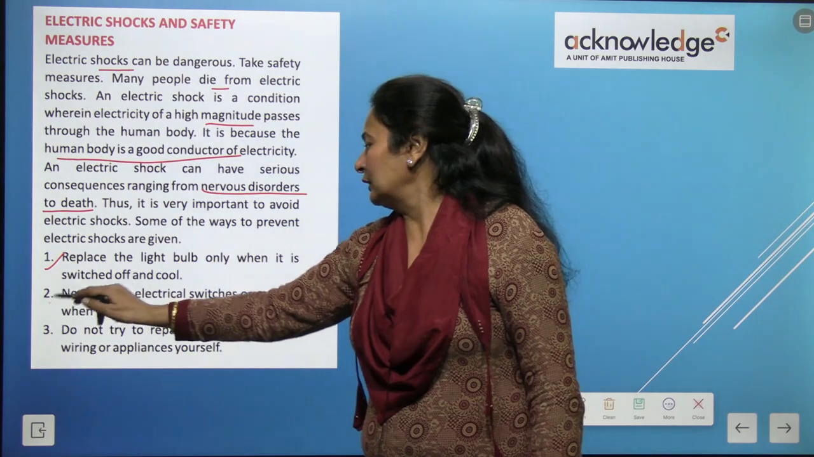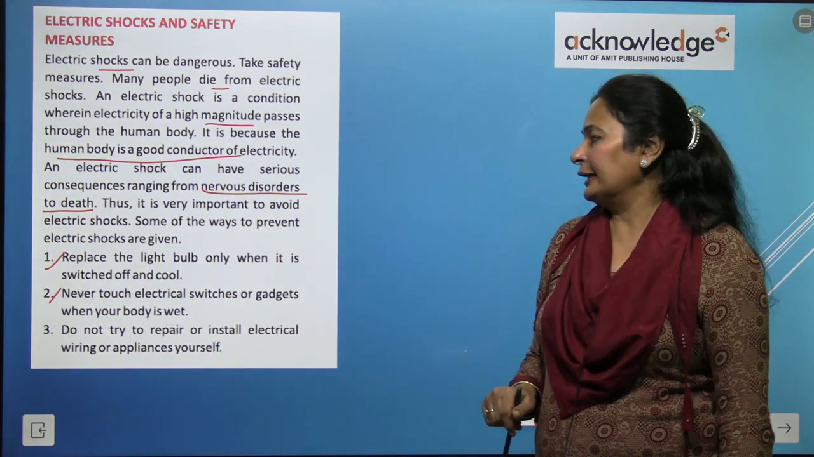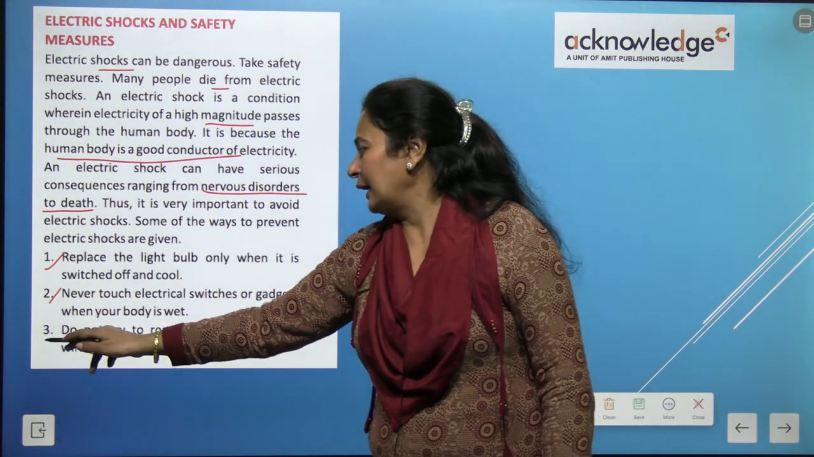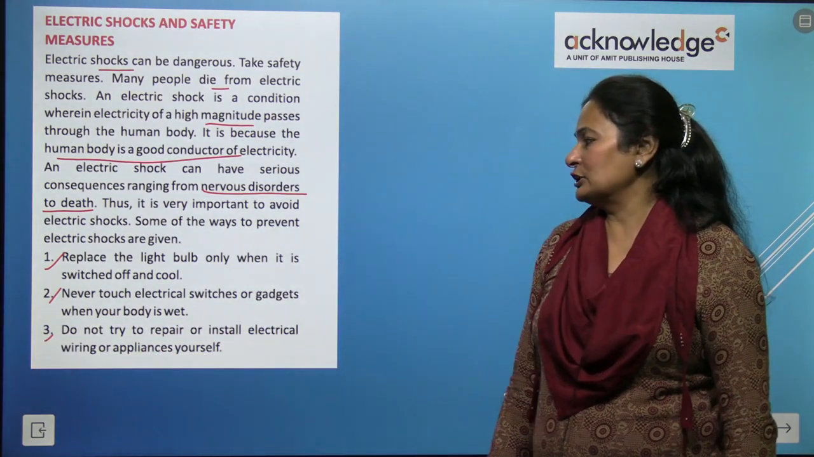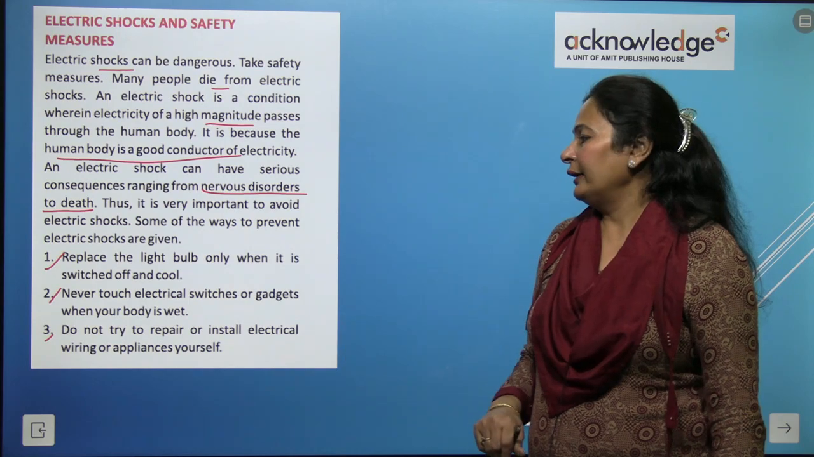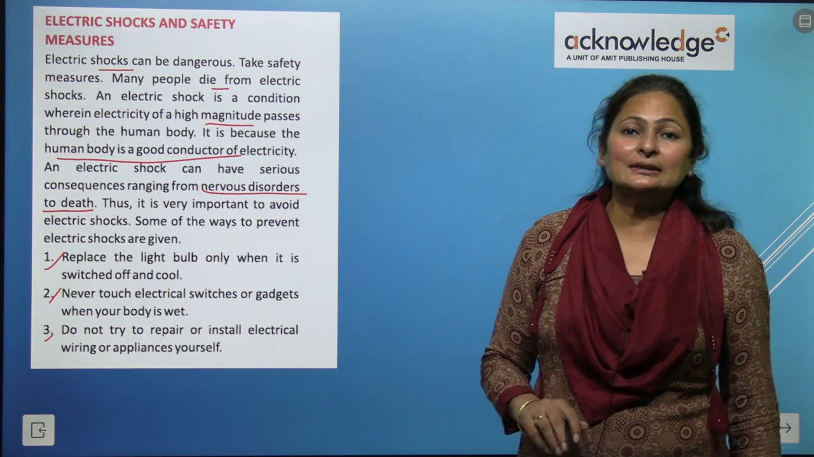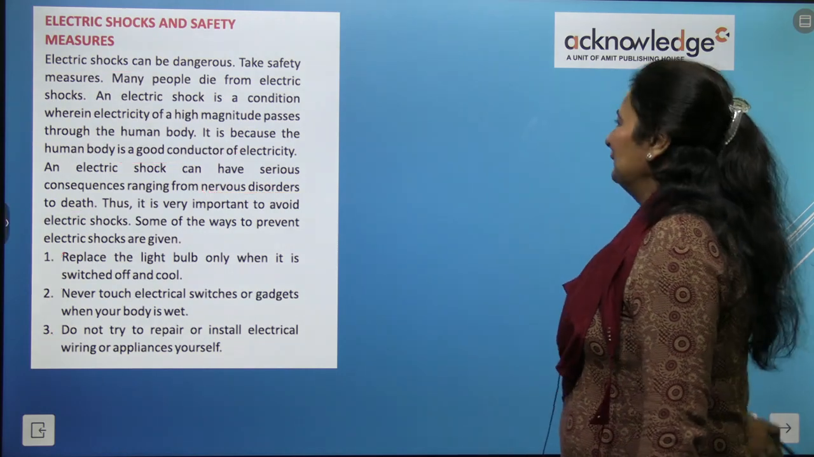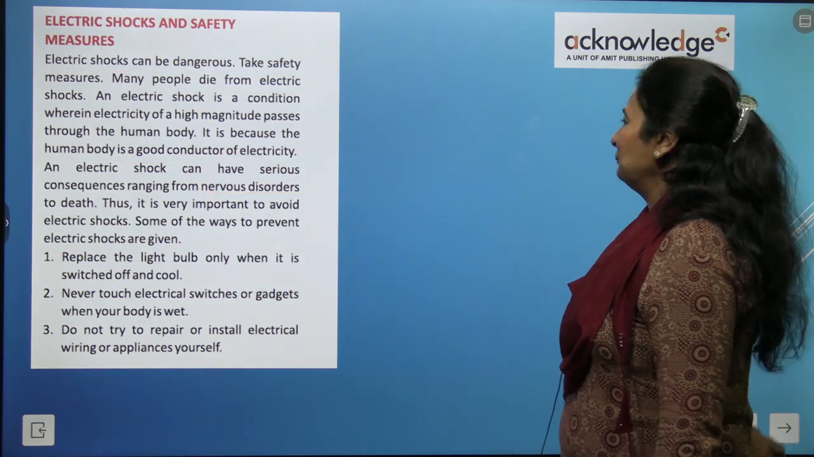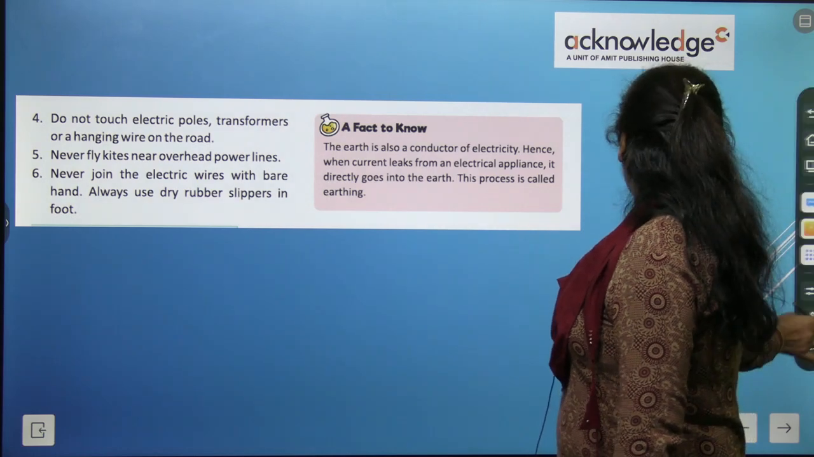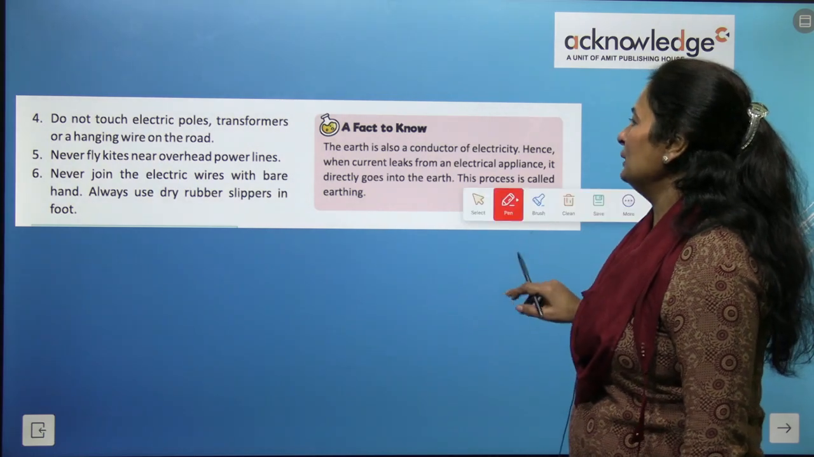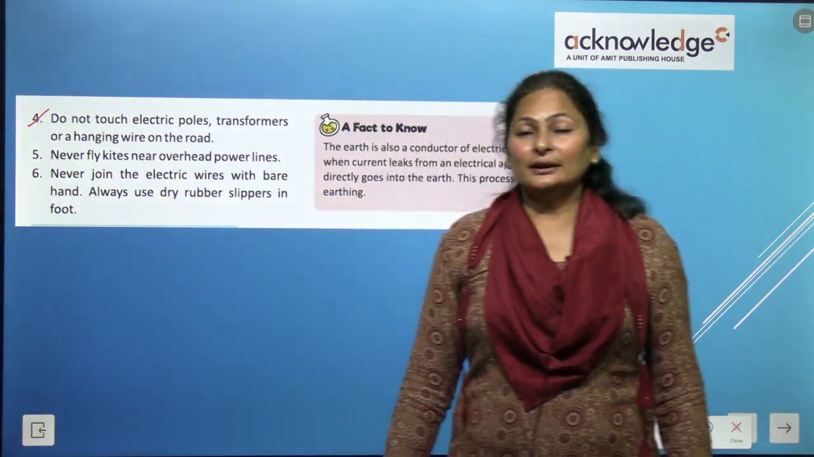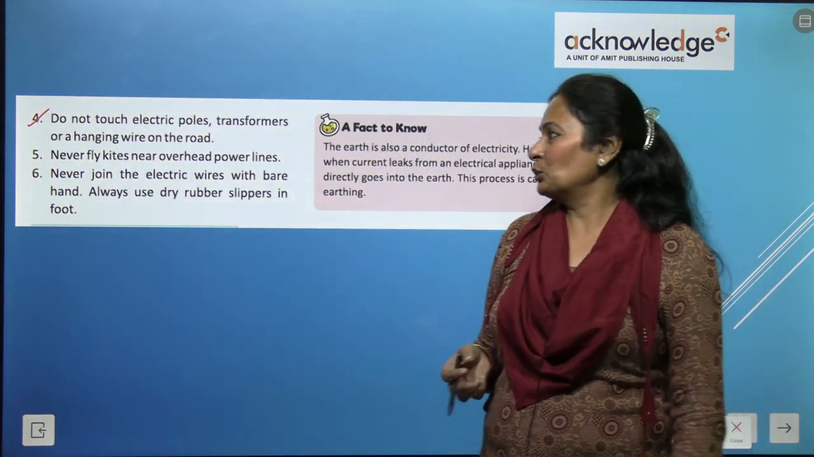Never touch electrical switches or gadgets when your body is wet, right? And do not try to repair or install electrical wiring or appliances yourself. Don't be an electrician now, right? Remember this. So do not touch electric poles, transformers, or a hanging wire on the road. These need to be avoided.